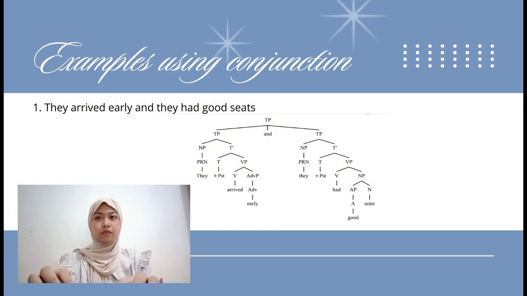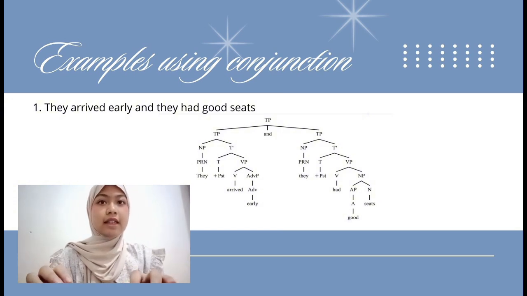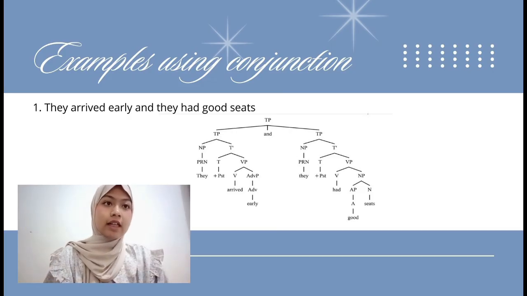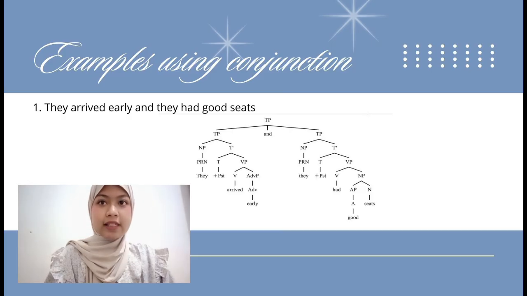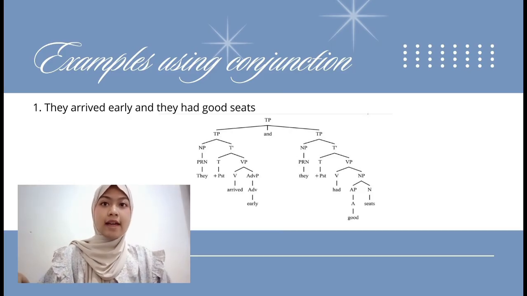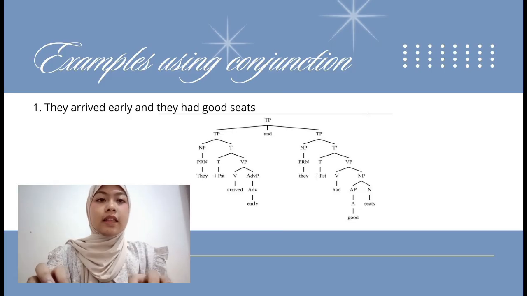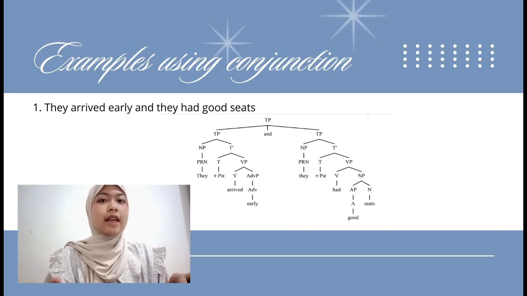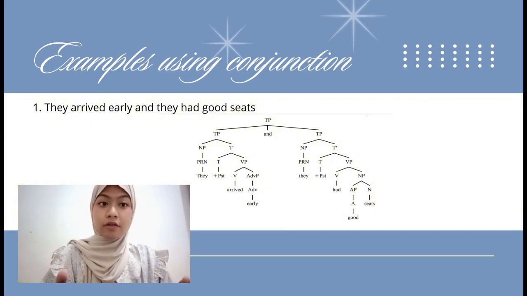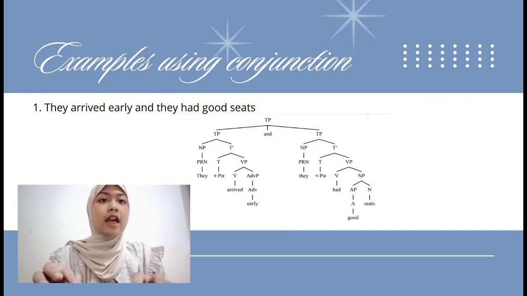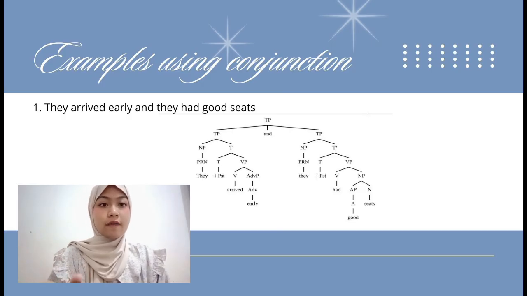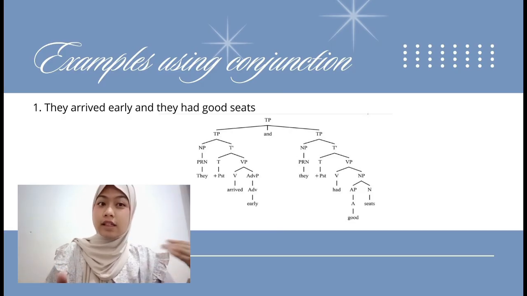And we have "good" as the adjective. The adjective must first be projected into an AP, adjective phrase, before it can modify the noun. And then we have the AP "good" and the noun "seats," and we can merge them into an NP, noun phrase. This serves as the direct object of the second clause.